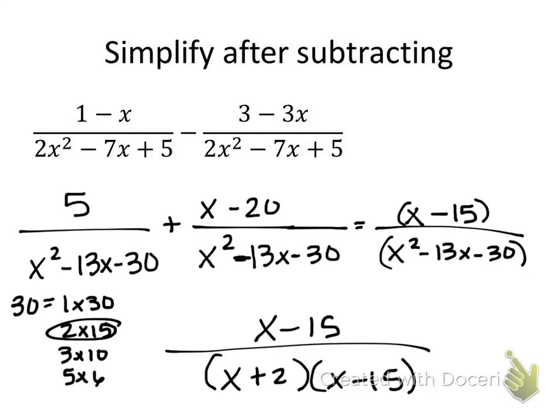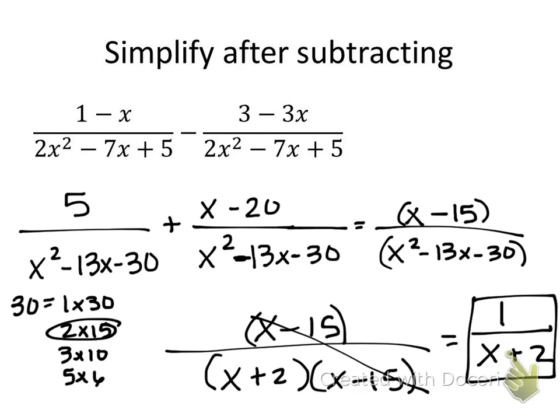And now what can I cancel out? X minus 15. Now when everything cancels out up top, what am I left with? A 1. It does not just go away, and your answer is not just x plus 2. It's 1 over x plus 2. Okay?